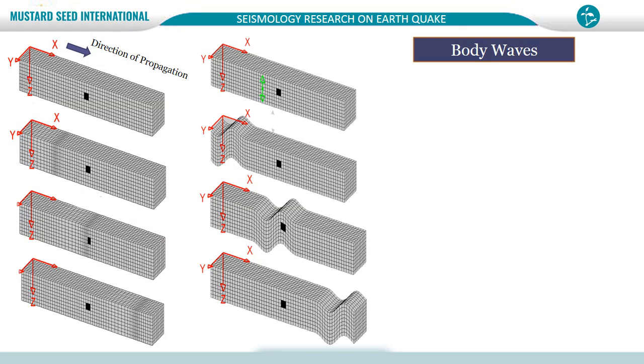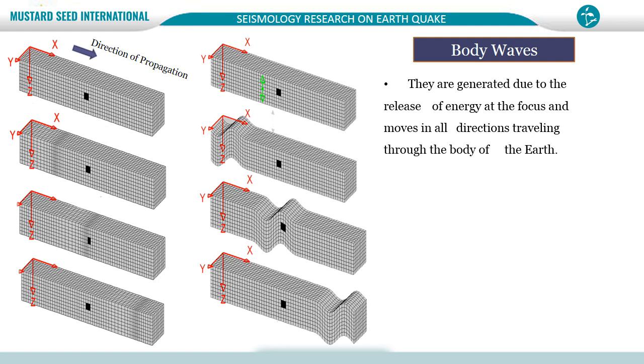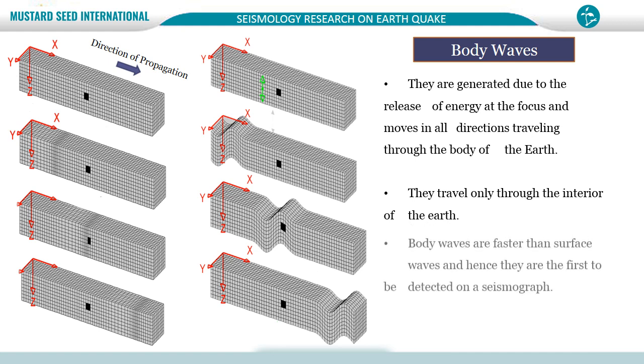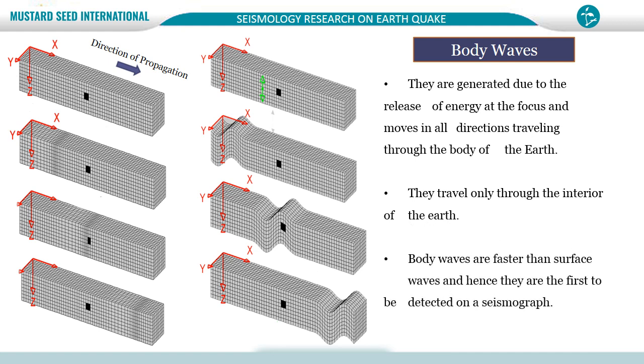Body waves are generated due to the release of energy at the focus and move in all directions, traveling through the body of the earth. They travel only through the interior of the earth. Body waves are faster than surface waves, and hence they are the first to be detected on the seismograph.